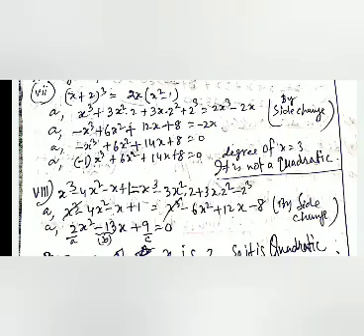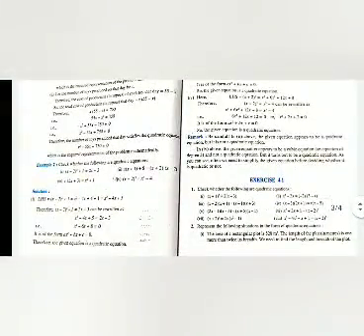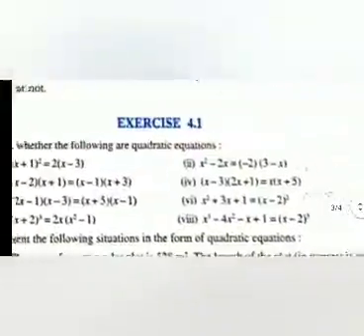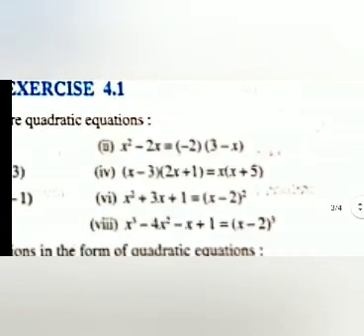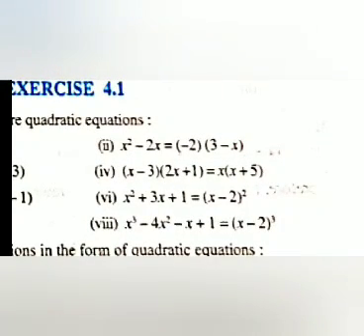x cube minus 3x square into 2. Okay, it is given in the book. See here, see the book, 1-8. Here 1-8. x cube minus 4x square minus x plus 1 equal to x minus 2 whole cube.